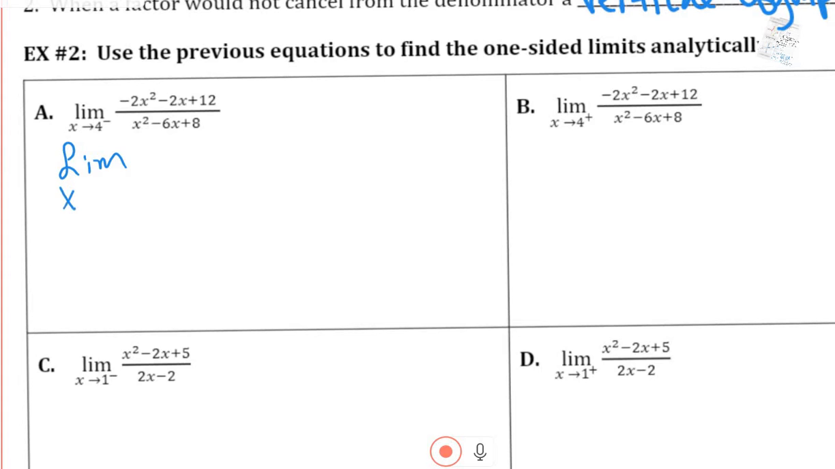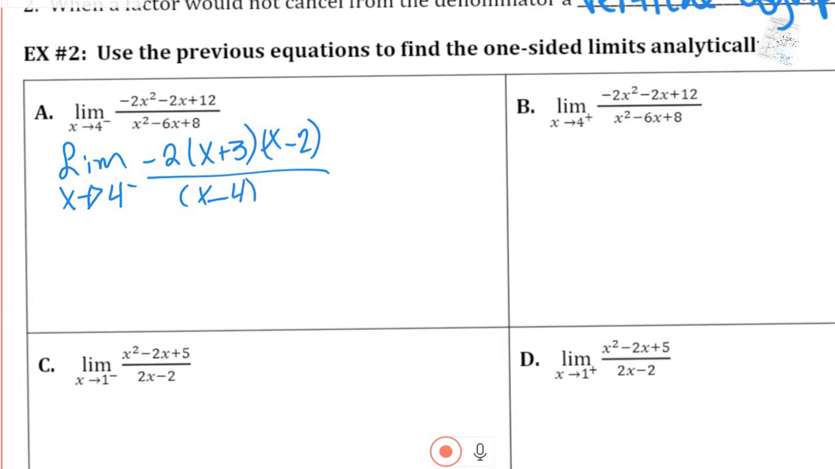So the limit as x approaches 4 from the left. This negative 2x squared minus 2x plus 12 is actually going to turn into x plus 3 and x minus 2. And then my denominator is going to just be, that's a pretty easy factoring, x minus 4 and x minus 2. So notice what happens. These x minus 2's cancel out, so that is going to be a hole, right?